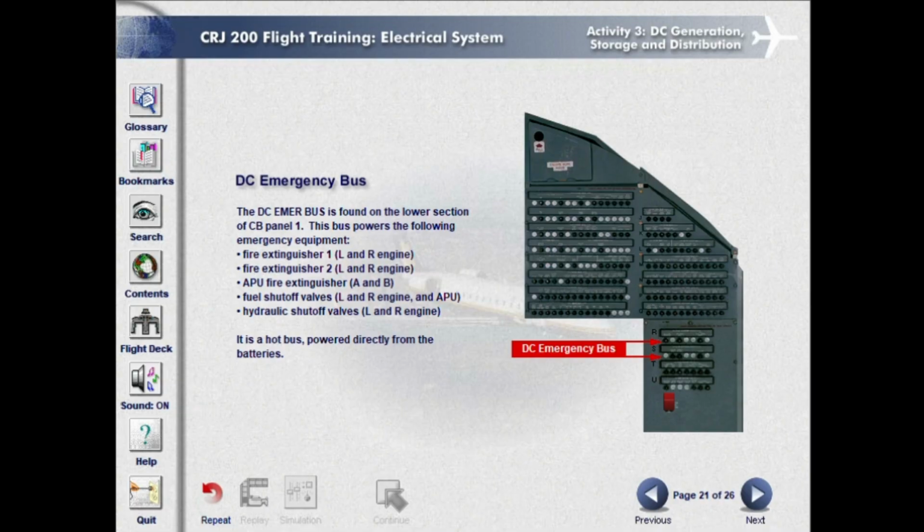DC emergency bus. The DC emergency bus is found on the lower section of circuit breaker panel 1. This bus powers the following emergency equipment: fire extinguisher 1, left and right engine; fire extinguisher 2, left and right engine; APU fire extinguisher, A and B; fuel shutoff valves, left and right engine, and APU; hydraulic shutoff valves, left and right engine. It is a hot bus, powered directly from the batteries.